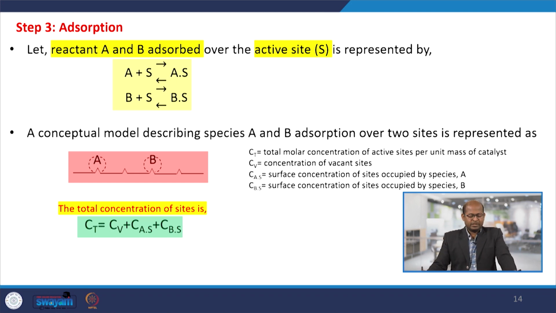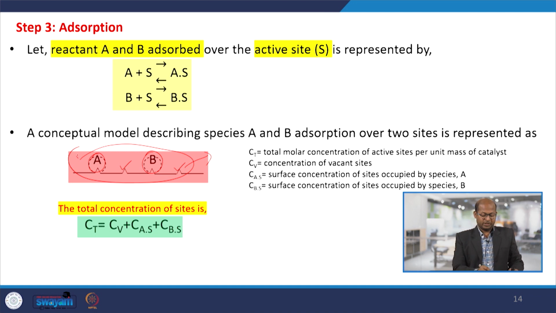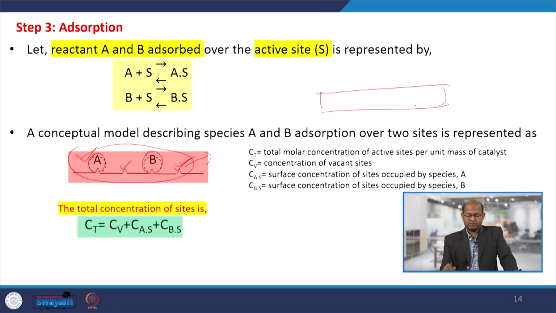Okay. So, let us say A and B both are the reactants. They get adsorbed over the surface of the catalyst. So, A and B may get adsorbed. See, this is the catalyst surface, and these are the active sites. These are the active sites, and these are the sites where A and B get adsorbed. So, these are occupied sites, and these are unoccupied sites. Whenever we design a catalyst, these active sites are fixed. So, this is called total active sites, CT.